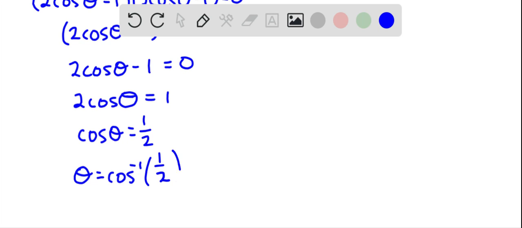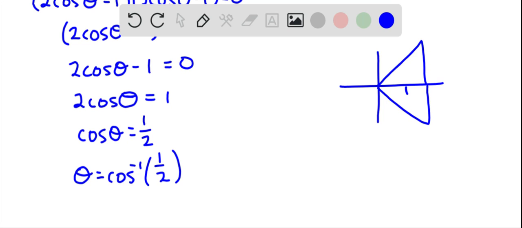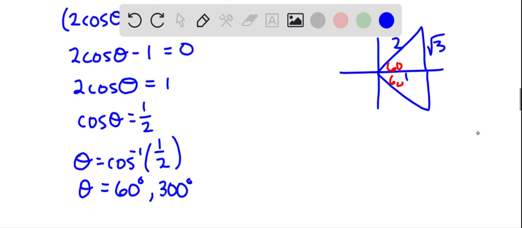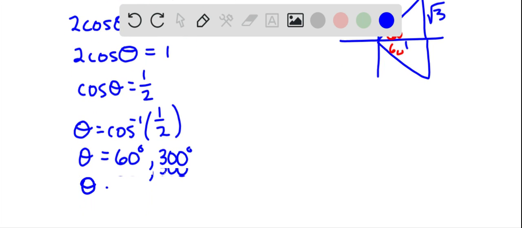Okay, so where is cosine 1/2? Cosine is positive in quadrant 1 and quadrant 4. 1 on the adjacent, 2 on the hypotenuse, so the opposite would be square root 3. So we're looking at a 60-degree reference angle. So we're talking about 60 degrees and 300 degrees. And putting those in radians, we have pi over 3, and we have 5 pi over 3. So that would be part A.